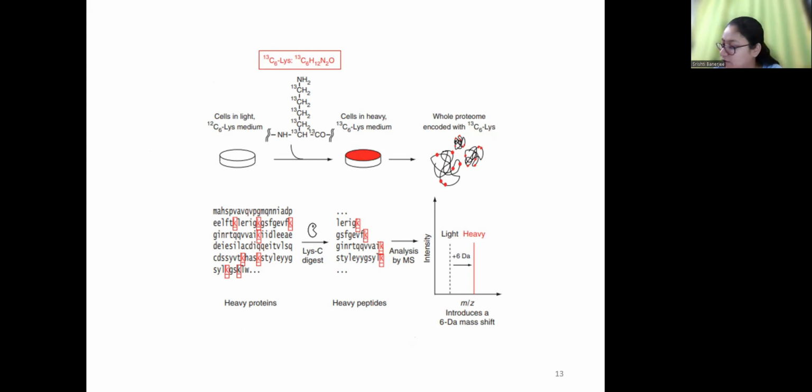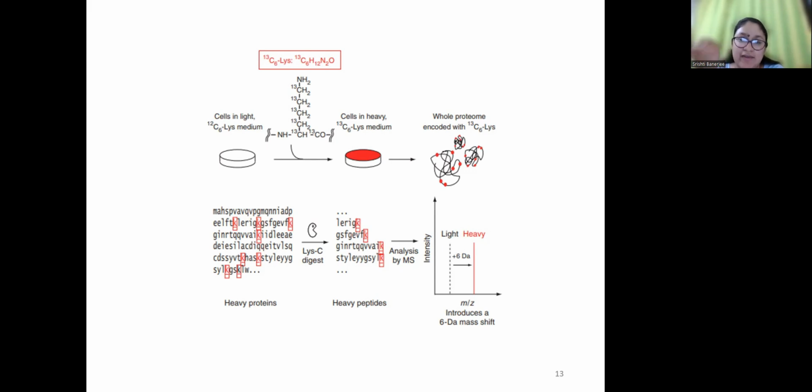SILAC is stable isotope labeling with amino acids in cell culture. The beauty of this technique is that you can grow cells using heavy isotopes like C13. You can grow them in heavy medium. So you will have one culture, suppose your control is normal light, and your diseased or test one will be heavily labeled.